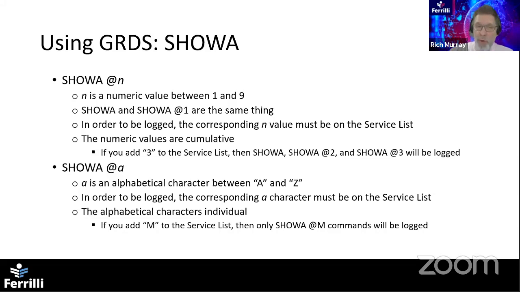In order for those to get logged, the corresponding N value must be on that services list. The numeric values are cumulative. So if you add 3, for example, to the service list, then what you'll see logged is anything programmed in your code with a ShowA, ShowA at 2, and ShowA at 3. You'll get all of those ShowAs in your log file.